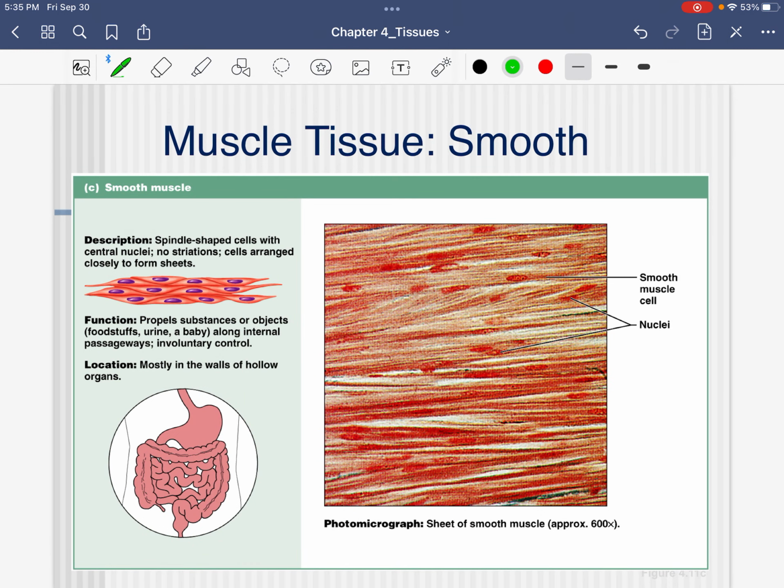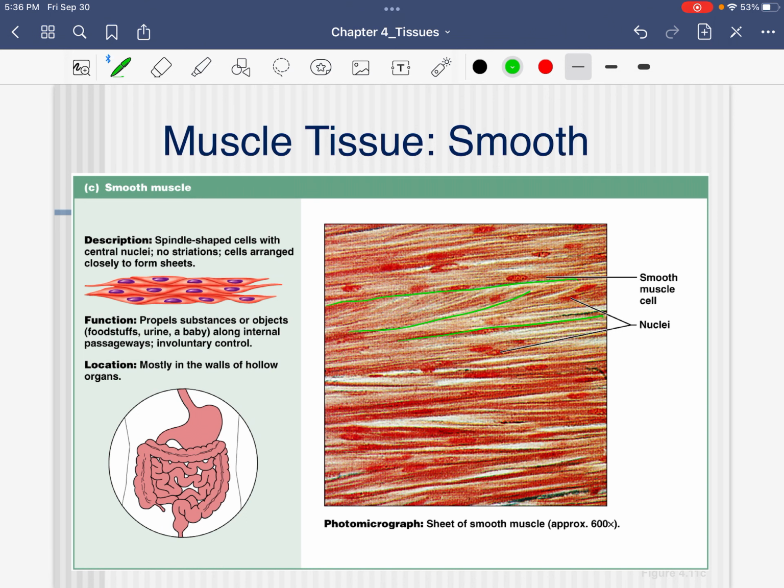Lastly, we have smooth muscle. And this gets its name because it is not striated. Skeletal and cardiac muscle tissue are striated, but smooth is not. It's very dense, smooth lines here, right? Very smooth lines, but there's no vertical striations.